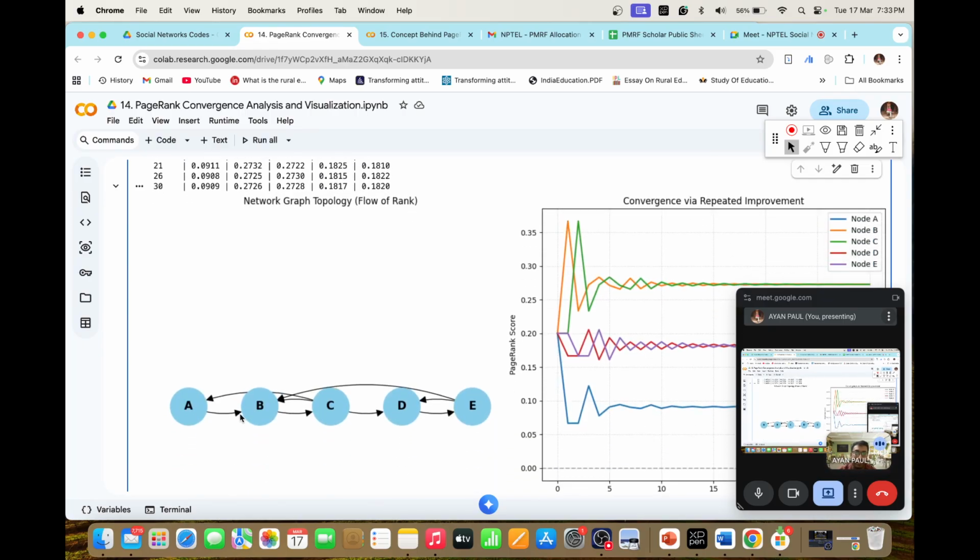So this is the network. A is connected to B, B is connected to C, C is connected to D, D is connected to E, E is following D, E is following B also, and C is following B and C is following A. So this is the entire thing.